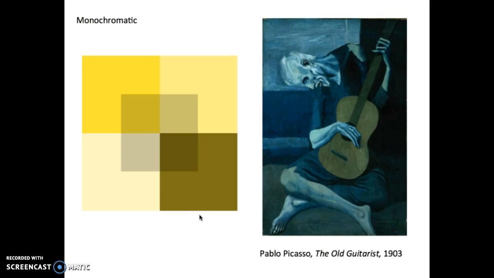Artists can also use a monochromatic color scheme. This is the use of one hue plus tints and shades of that hue. So here we're looking at yellow. The hue is yellow, and then we've got tints, right? Yellow plus white, and shades, yellow plus black. Pablo Picasso has used a monochromatic color scheme which uses blue as the hue here in The Old Guitarist.